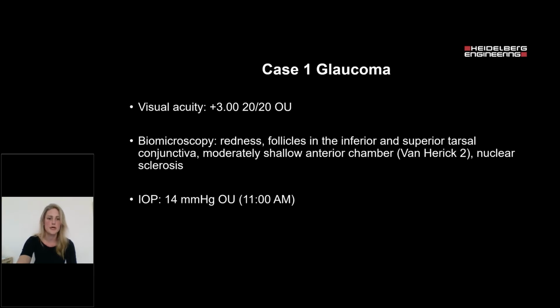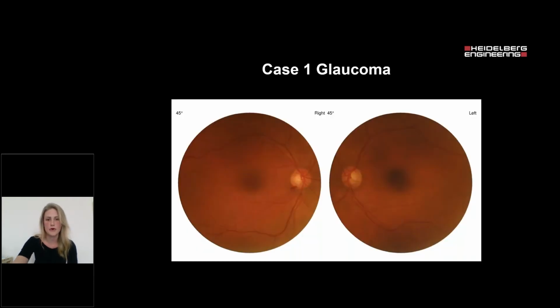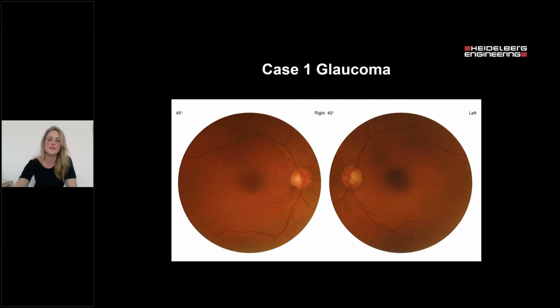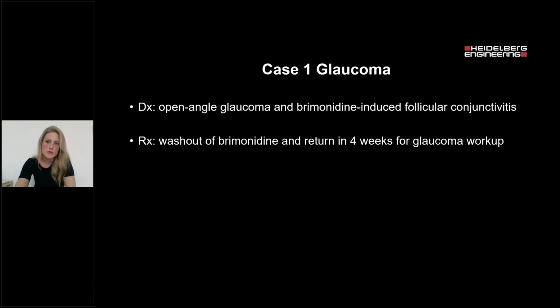The intraocular pressure, 14 in both eyes at 11 a.m. The fundus photo: in the right eye we have a 0.6 vertical and a 0.5 horizontal cupping with an inferior notch and a hemorrhage. And in the left eye, we have a 0.6 vertical with a 0.5 horizontal cupping and some drusen in the posterior pole. So the diagnosis is an open-angle glaucoma and brimonidine-induced follicular conjunctivitis, and we did a washout of brimonidine and returned 4 weeks later for glaucoma workup.